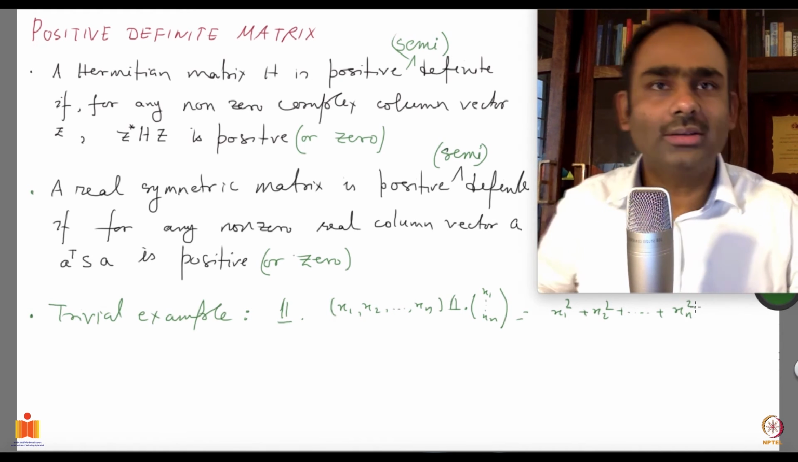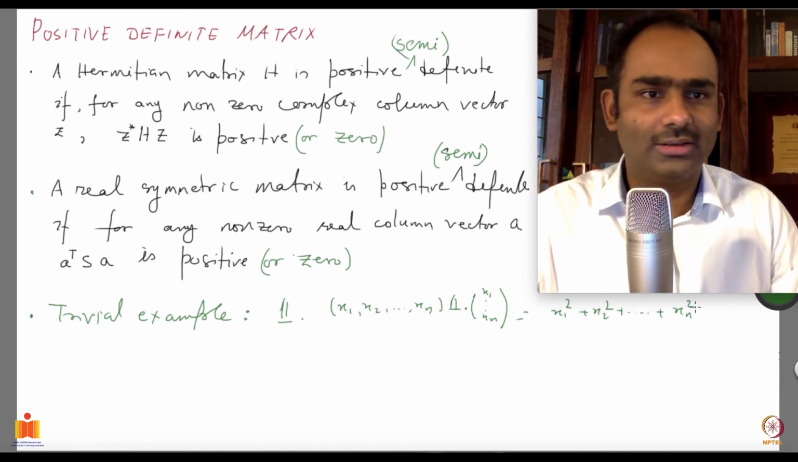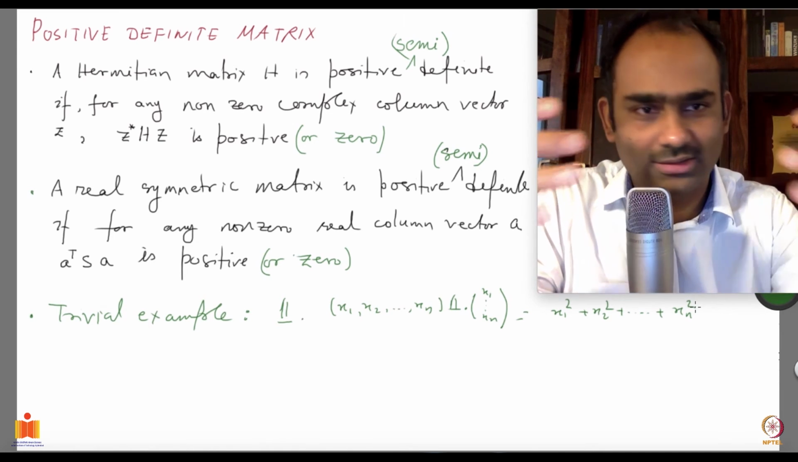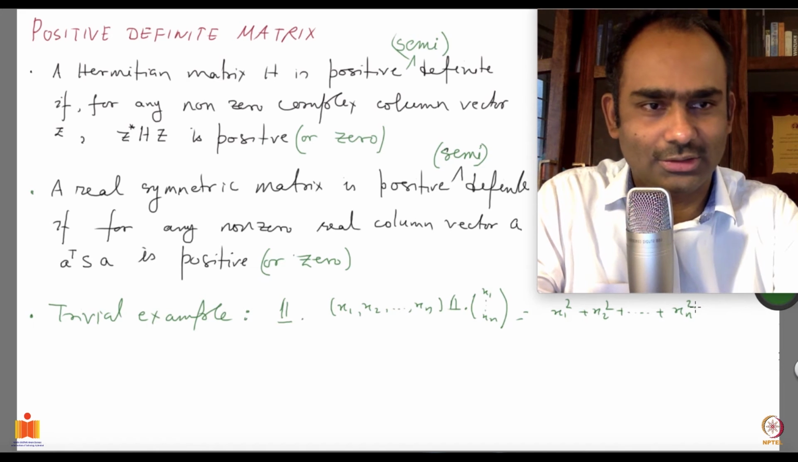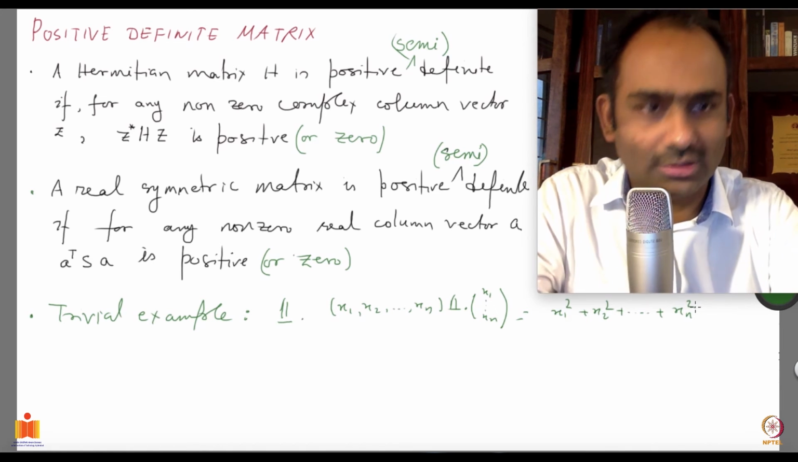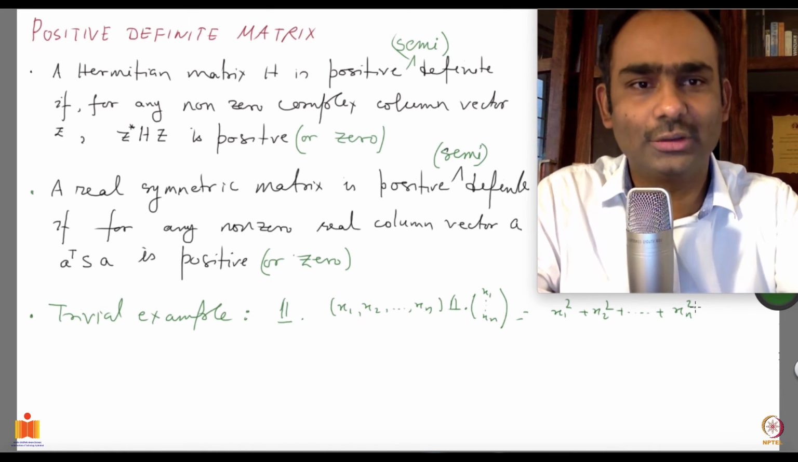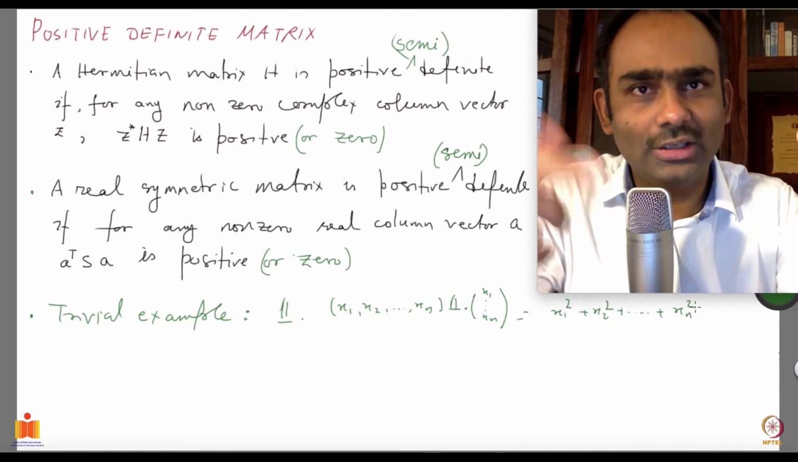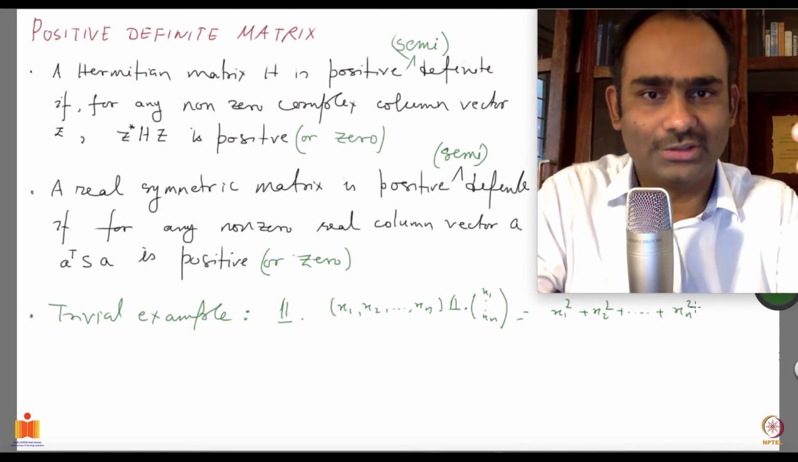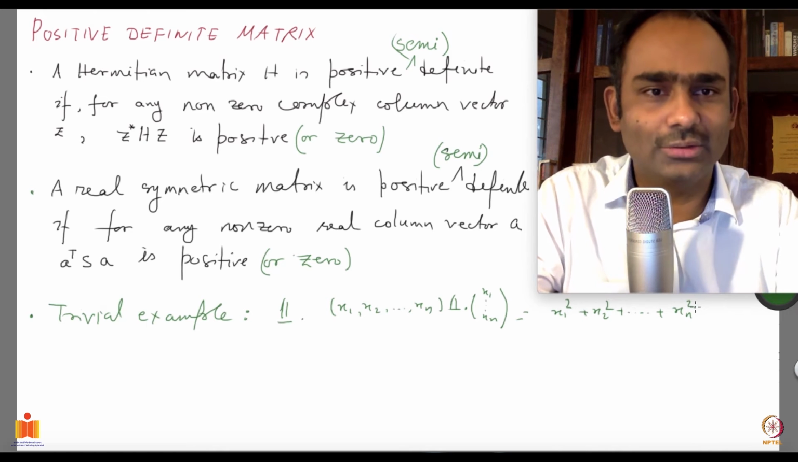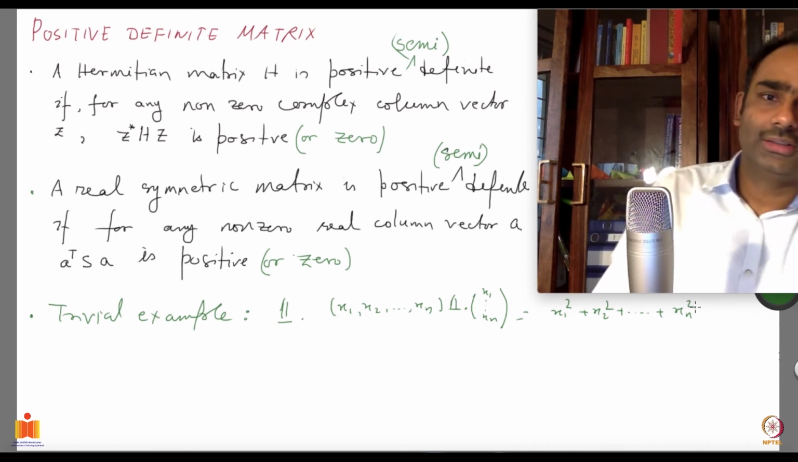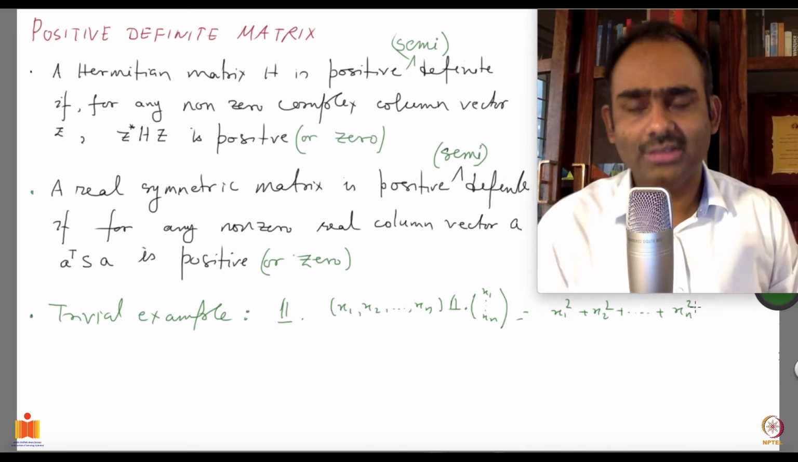Now no matter what x you take, if x1 is minus 5, x2 is minus 20, some of them are 0 and some of them are positive, because the squares are involved here, whatever you get is always positive. The only way you can get a 0 here is if you take the vector itself to be 0. But the definition involves only non-zero vectors. So this is clearly a positive definite matrix.